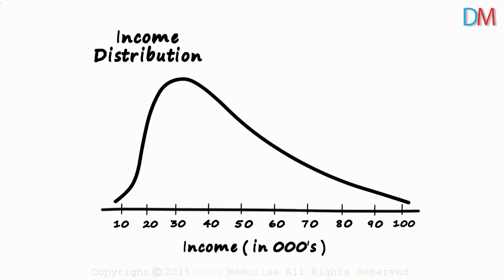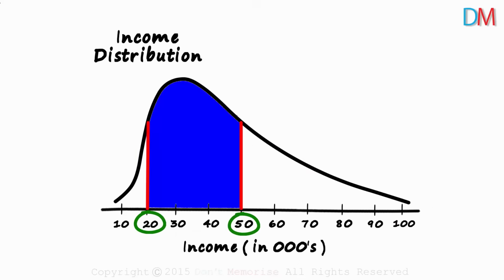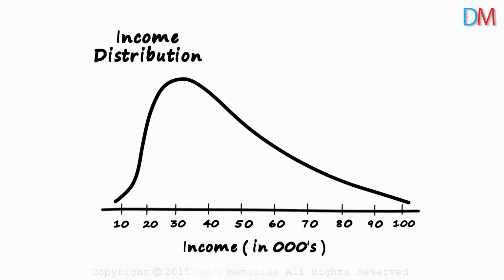Majority of the people earn somewhere between $20,000 and $50,000. Very few earn less than $10,000 and very few earn more than $100,000. Here, the central value is around $50,000.